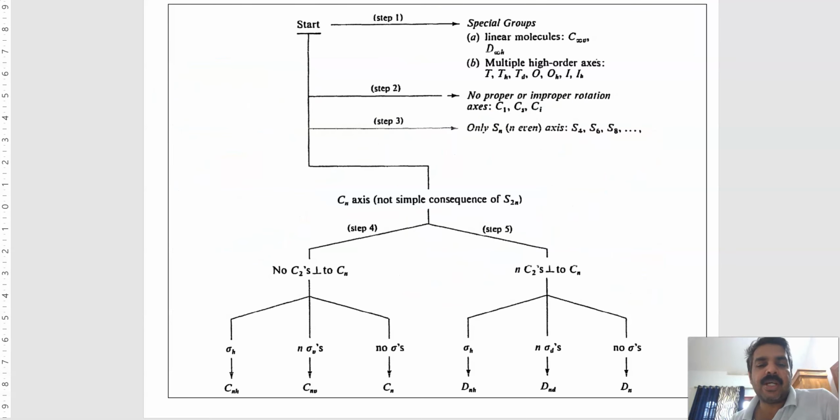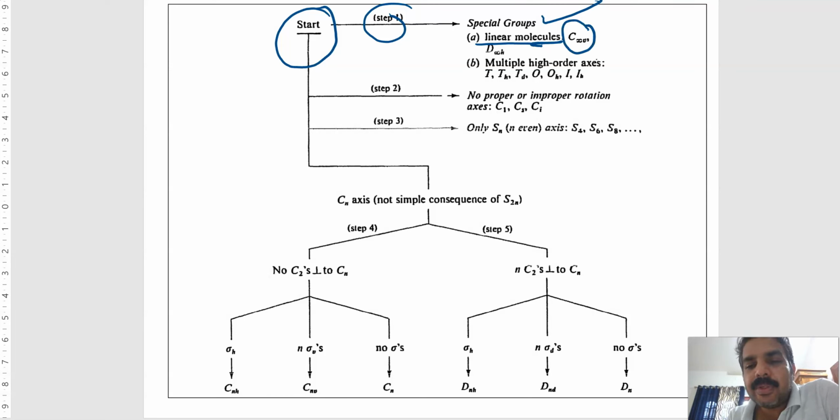And this is a flow chart. You get a molecule and start from here. This is step 1. Look for special groups. The linear molecule. If the molecule is linear, then the point group will be C infinity v if there is no center of symmetry, or D infinity h if there is a center of symmetry. And the other special group is multiple higher order axes, like tetrahedral, octahedral. That is step 1.